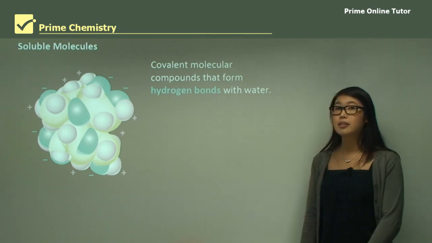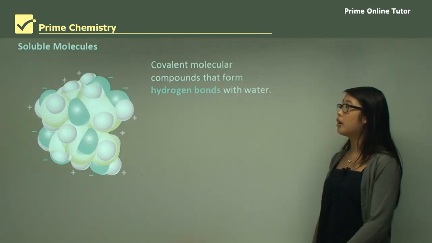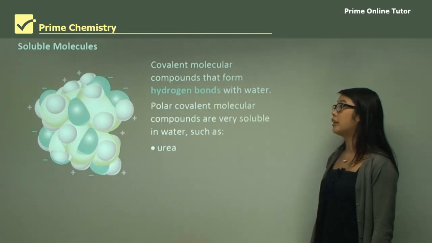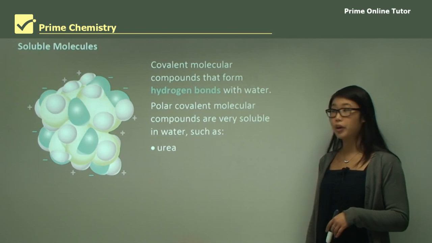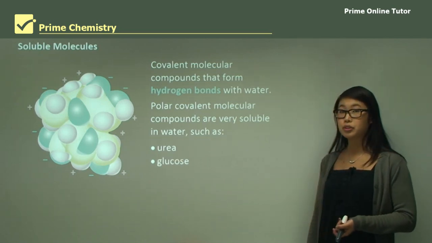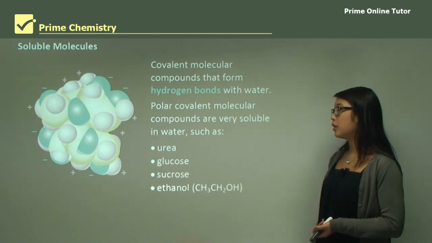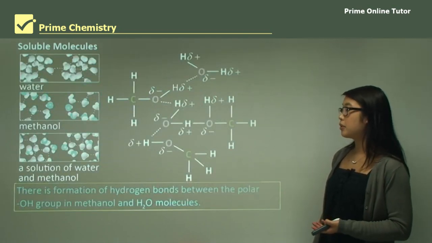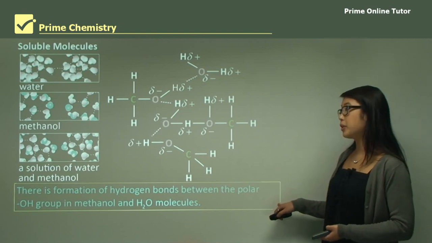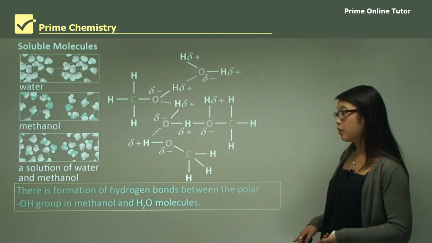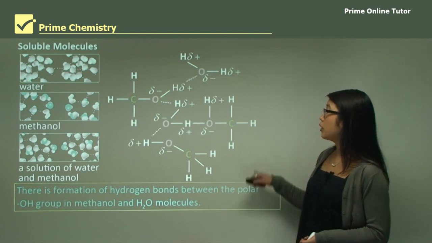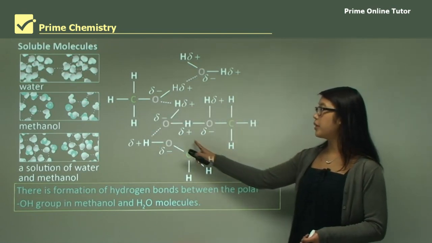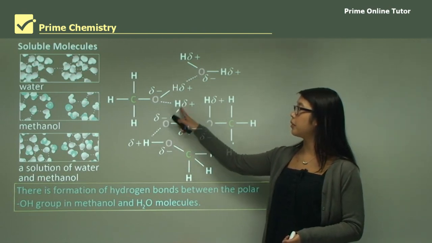Covalent molecular compounds that form hydrogen bonds with water are soluble in water. Polar covalent molecular compounds that are soluble in water include urea, glucose, sucrose, ethanol, methanol. This is because there's a formation of hydrogen bonds between the OH group in methanol and the water molecules. So here's methanol, and there's an OH group here, OH group there.